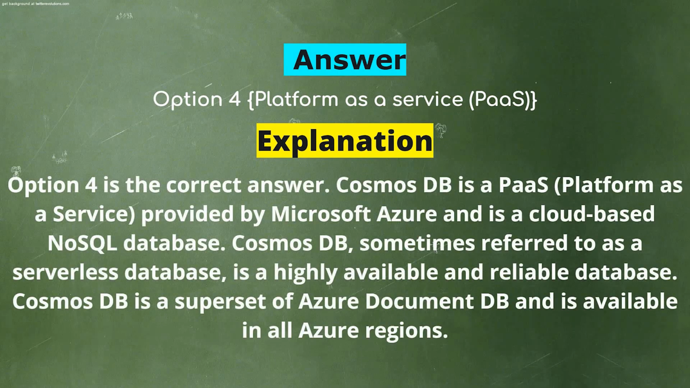Explanation. Option 4 is the correct answer. Cosmos DB is a PaaS provided by Microsoft Azure and is a cloud-based NoSQL database. Cosmos DB, sometimes referred to as a serverless database, is a highly available and reliable database. Cosmos DB is a superset of Azure Document DB and is available in all Azure regions.